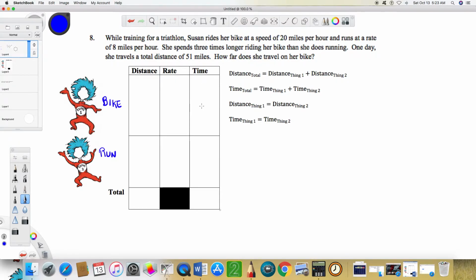All right, so she rides her bike at 20 miles per hour, which is much faster than what she can run, which is at 8 miles per hour. It wants to know how far does she travel on her bike. She spends 3 times longer riding her bike than she does running. But now that's in terms of time.